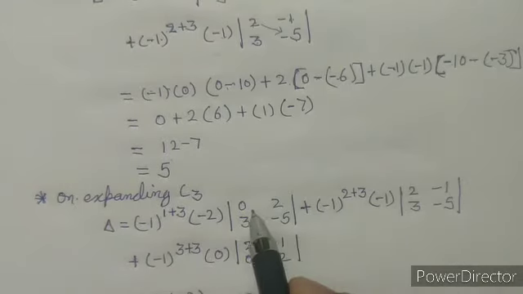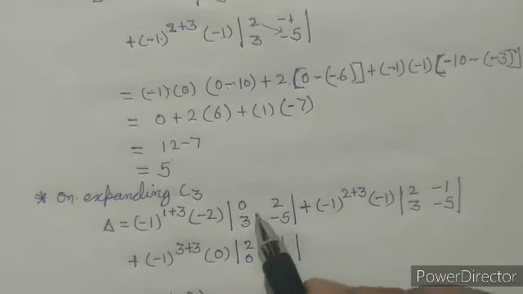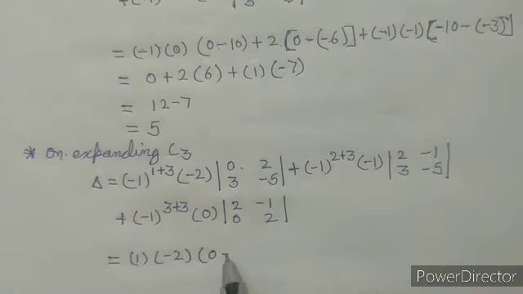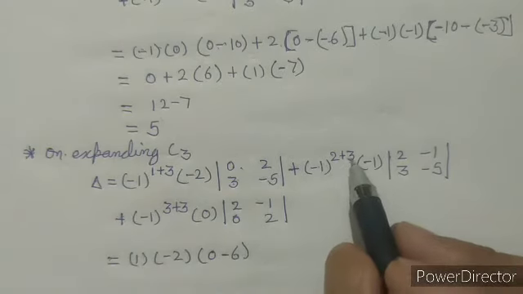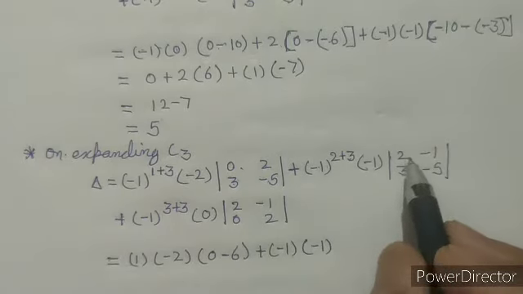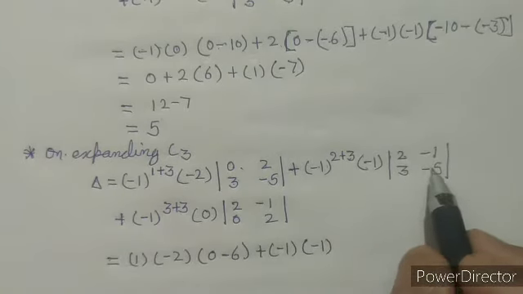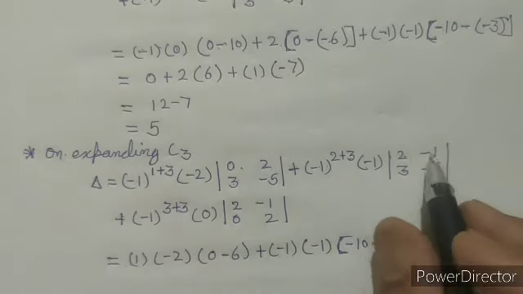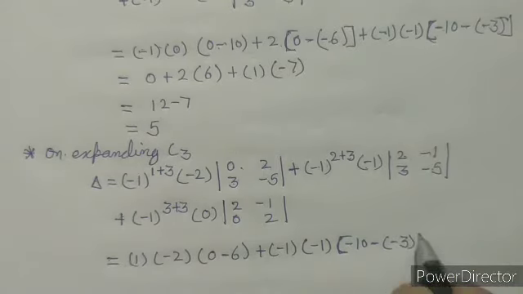minus 2, and the determinant of 0, 2, 3, minus 5 will be 0 into minus 5, which is 0, minus 3 into 2, which is 6. Now minus 1 raised to power 2 plus 3 will give us minus 1. Now into minus 1, the determinant of 2 minus 1, 3 minus 5 will be 2 into 5, that will be minus 10, minus 3 into minus 1, which will be minus 3.